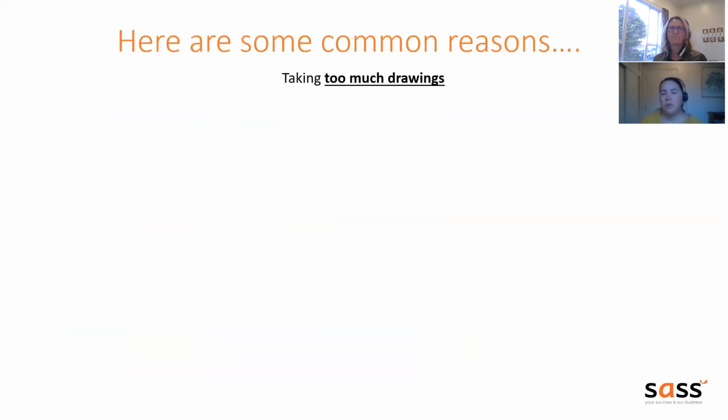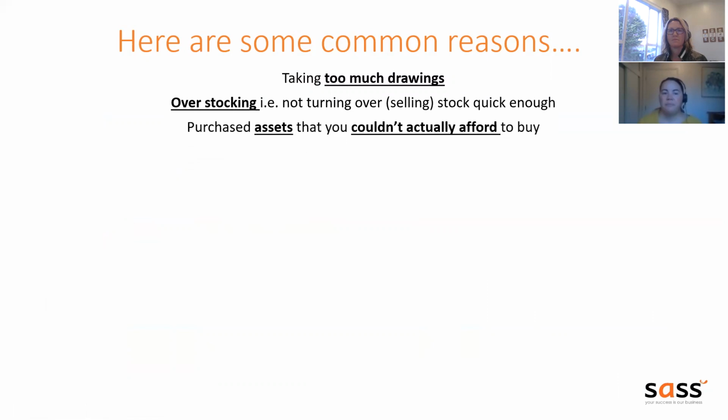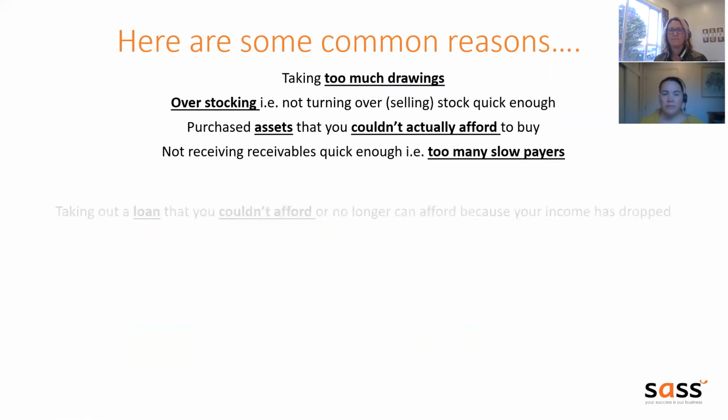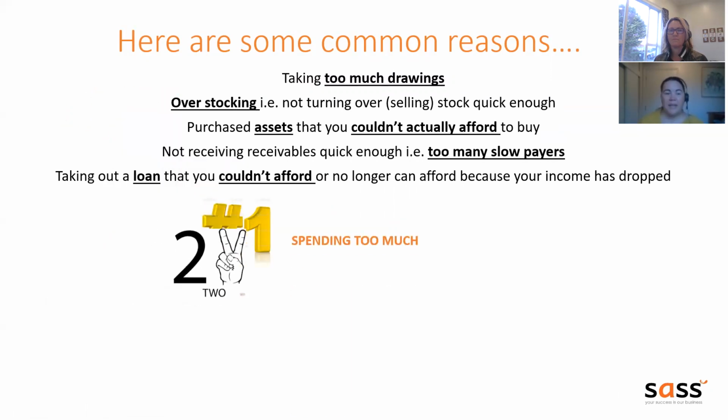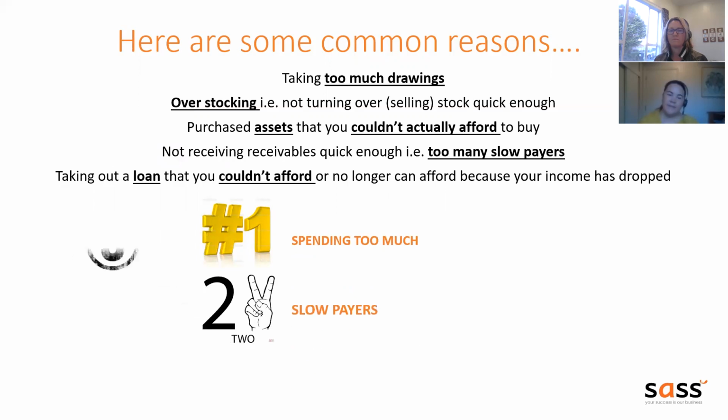So again, just to summarize, some common reasons why there is no cash in the bank: we're taking too much in drawings. Maybe we're overstocking. Maybe we're buying too much and not turning over that stock quick enough. Maybe we've purchased some assets that we couldn't actually afford to buy. Maybe we're not receiving our receivables quick enough. So many of our people are very slow at paying us. Maybe we're taking out a loan that we couldn't afford or no longer can afford because our income's dropped. So we're spending too much money, we've got some slow payers, and maybe potentially we're overstocking.